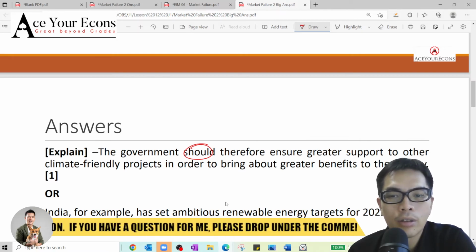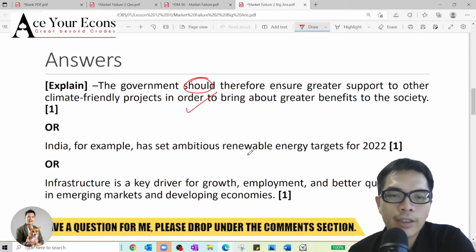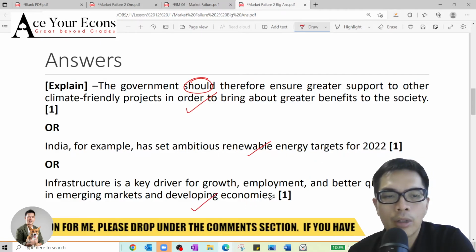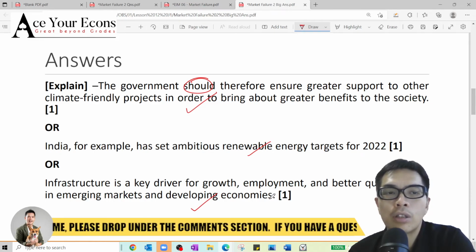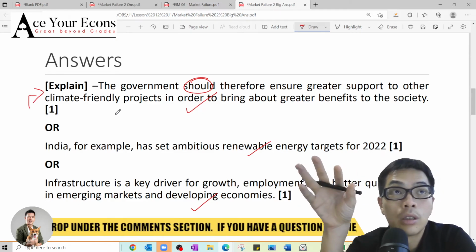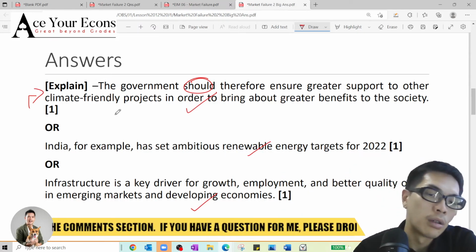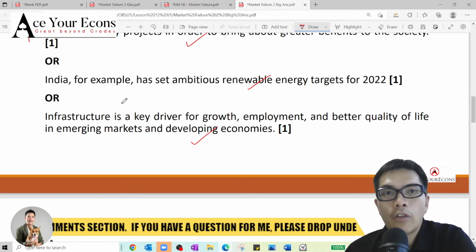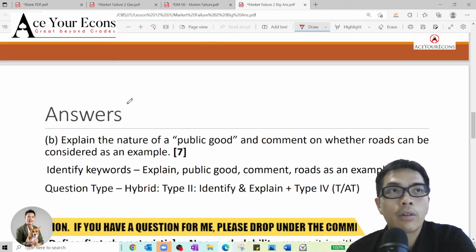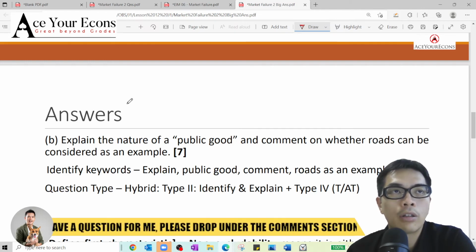The government should ensure greater support to all this. Or India has set an ambitious target. Or infrastructure is a key driver of growth, employment, better quality of life. Any of these three. Personally, Mr. Teo's favorite is number 1, a very clear-cut winner. So look out for "should". Clear? Any questions for me? Type it out, and I'll grab from there. Alright, the focus for today will be public good. Please bookmark this question. This question will be quite iconic, especially for case studies. It is one of the newer question types that are going to be phased in.